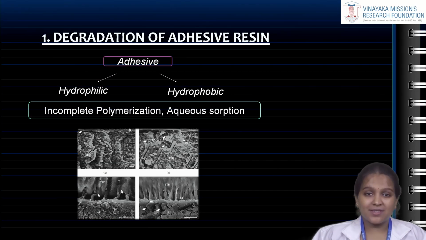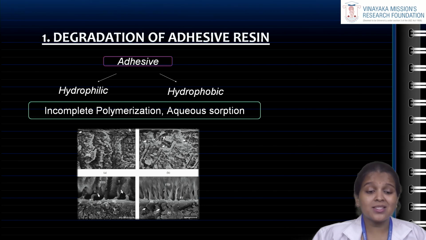So now, so far we have discussed the mechanism of formation of hybrid layer and how it is formed in total etch technique and how it is formed in self-etch technique. So now let us see how this hybrid layer degrades over a period of time. So it is not a single factor that influences the degradation of hybrid layer. There are several factors that come into existence when it is a question of durability of hybrid layer.